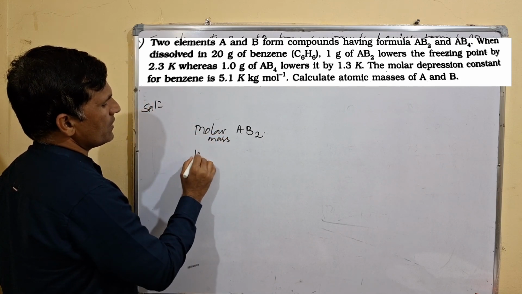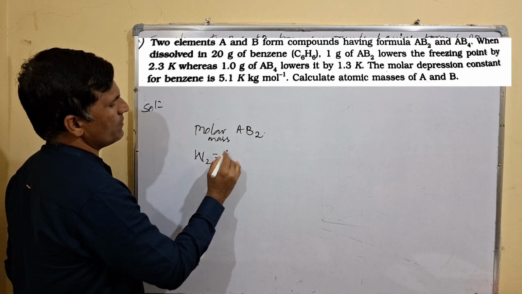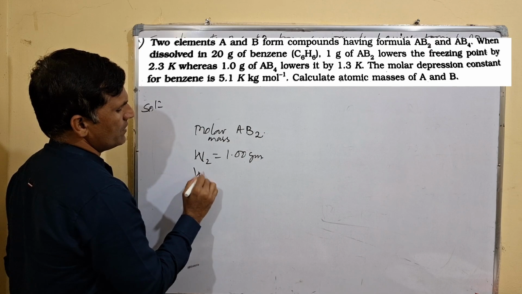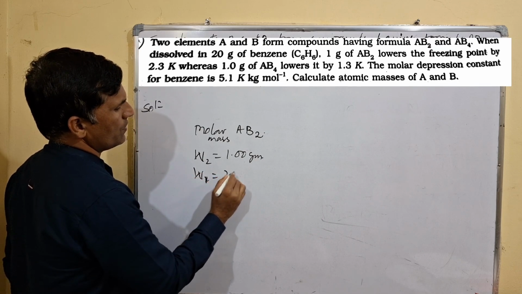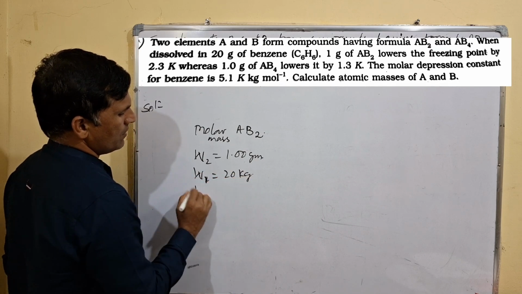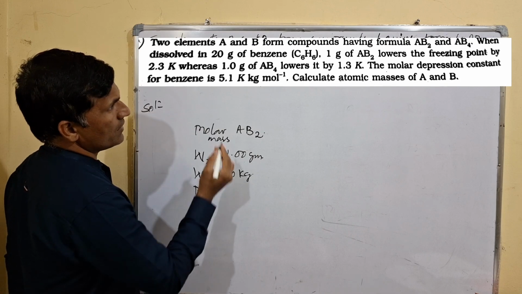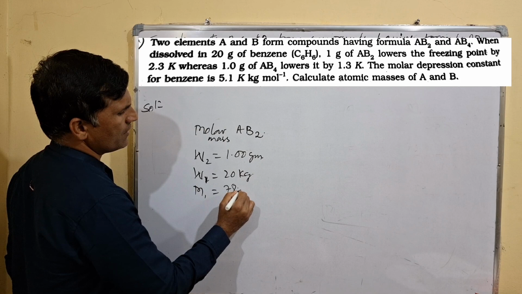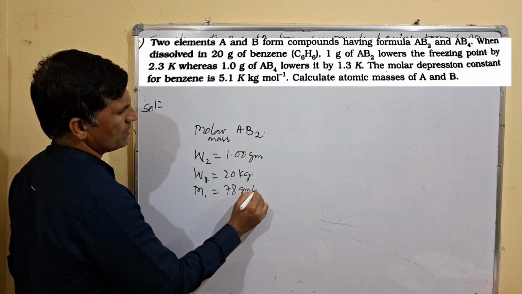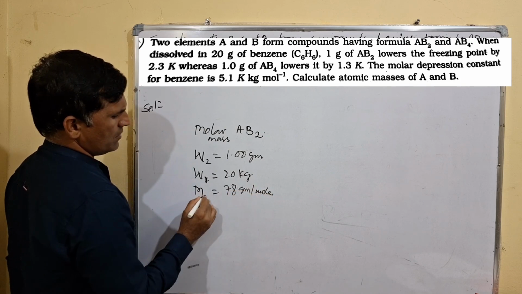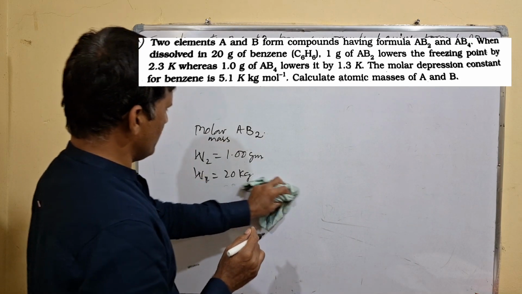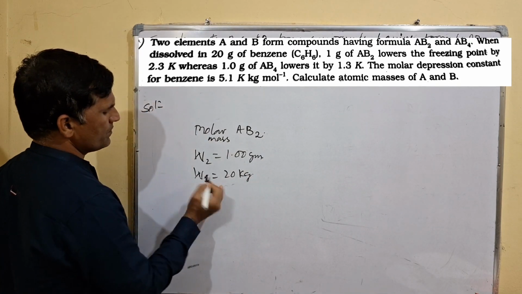So what are the given quantities? Weight of the compound is given as 1 gram. Weight of the solvent given is 20 gram. The solvent is benzene, so we have already seen in the last problem its molar mass is 78 gram per mole. Anyhow, we won't need its molar mass, so we will not take that one, W1.